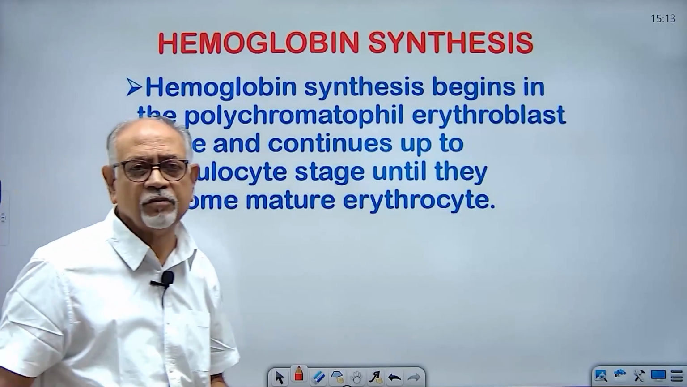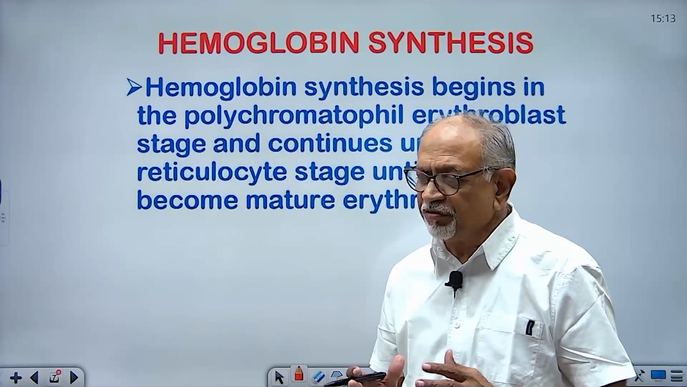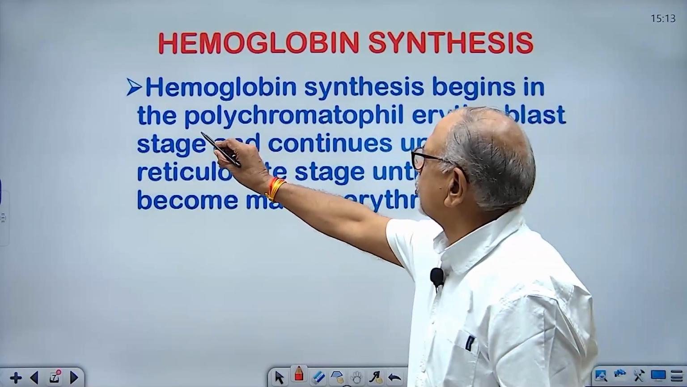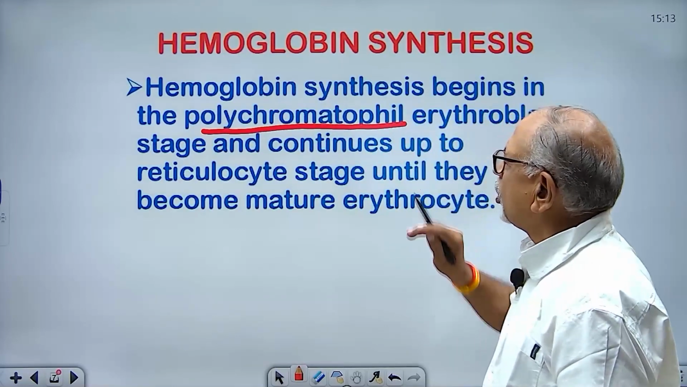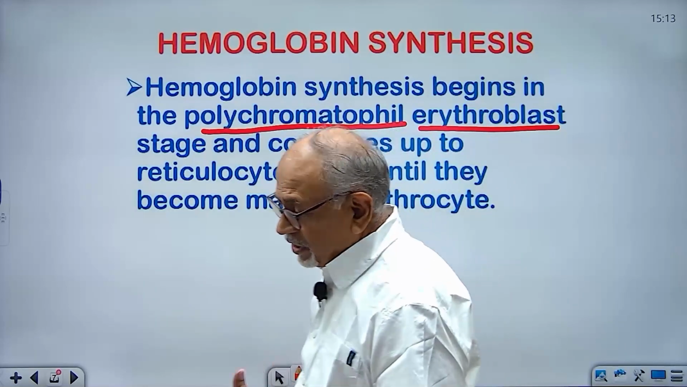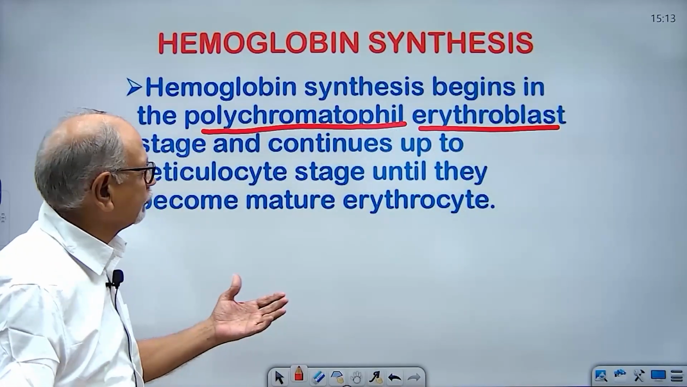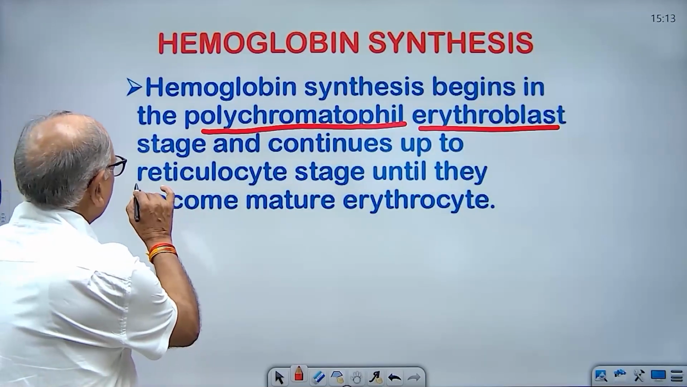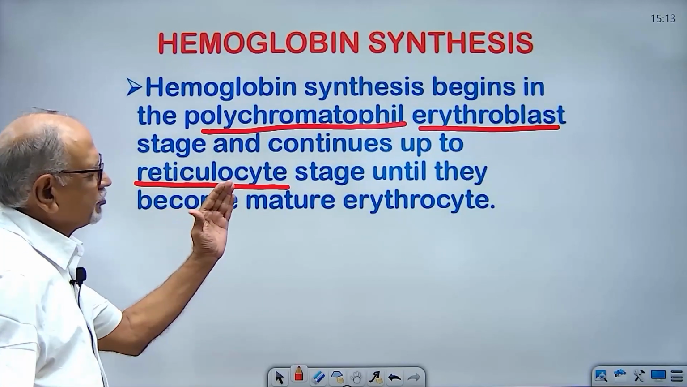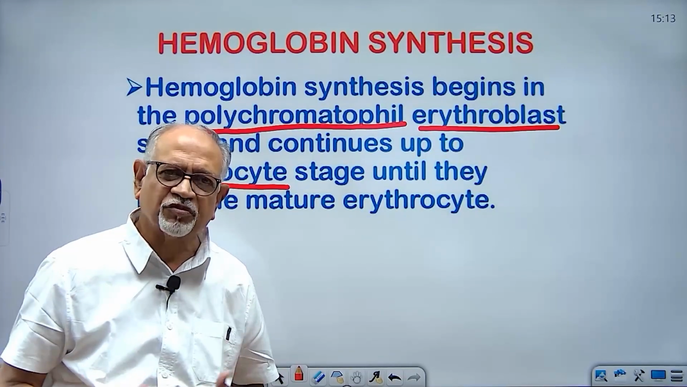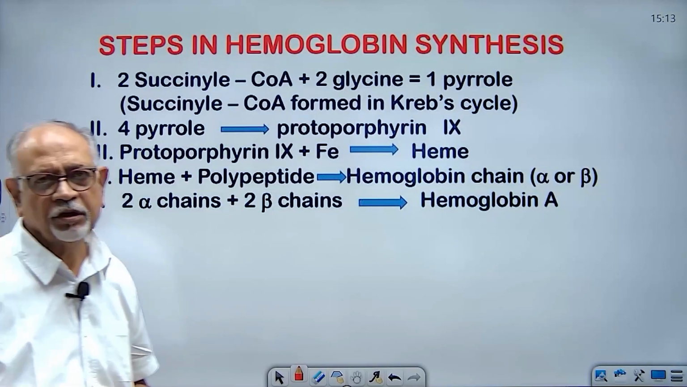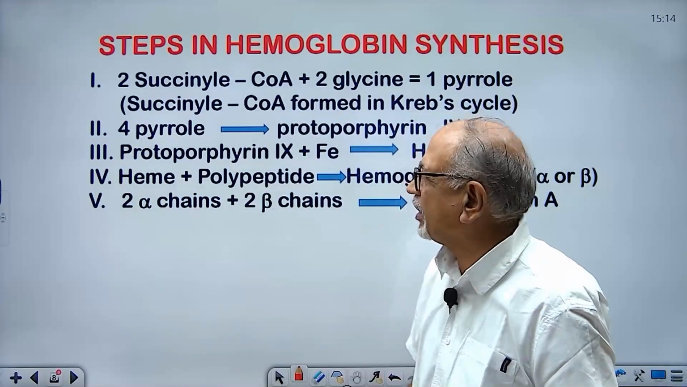The synthesis of hemoglobin begins during the erythropoiesis at a stage called polychromatophil erythroblast stage, and the synthesis continues until the reticulocyte stage is reached. So, after this stage, the erythrocytes become mature. Now, here you can see the stages in the hemoglobin synthesis.